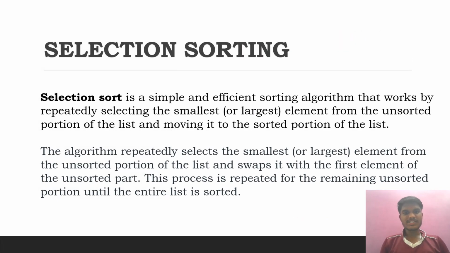Firstly, what is selection sorting? Selection sort is a simple and efficient sorting algorithm that works by repeatedly selecting the smallest element from the unsorted portion of the list and moving it to the sorted portion of the list. The algorithm swaps it with the first element of the unsorted part. This process is repeated for the remaining unsorted portion until the entire list is sorted.